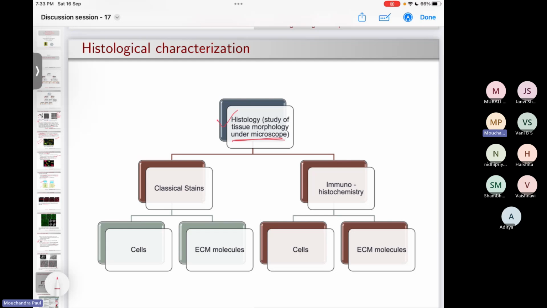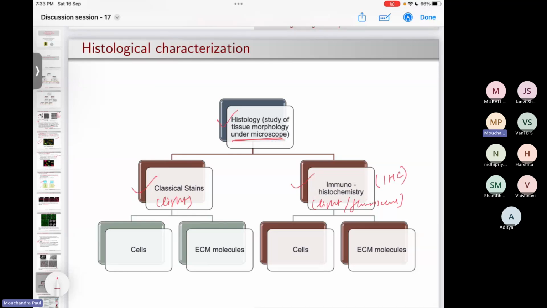So you can use two types of stains. Either you can use classical stains, which are visible under a light microscope, or you can use the technique immunohistochemistry, which works on either a light microscope or a fluorescent microscope, depending on what kind of molecule you are using in immunohistochemistry or IHC. We will look into the details of each of these techniques.